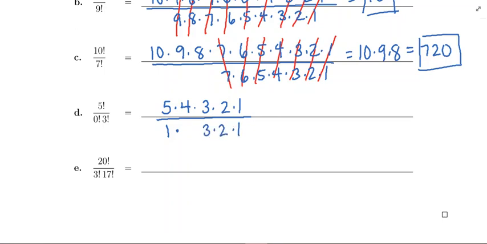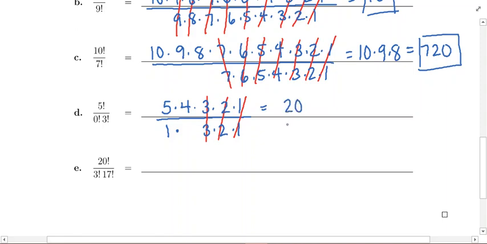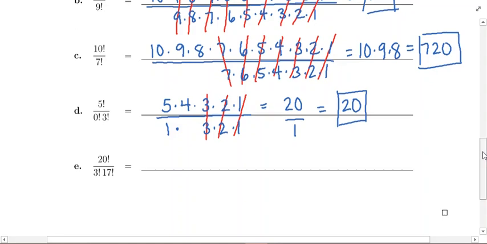So if we simplify this, we see a 3 in the top and a 3 in the bottom. Those will cancel. 2s will cancel. 1s will cancel. So you're left with 5 times 4, which is 20 in the numerator, and 1 in the denominator. And so the answer is going to be 20. All right, last one.